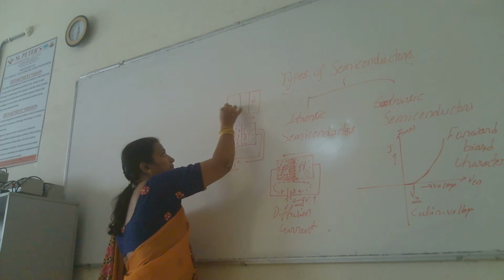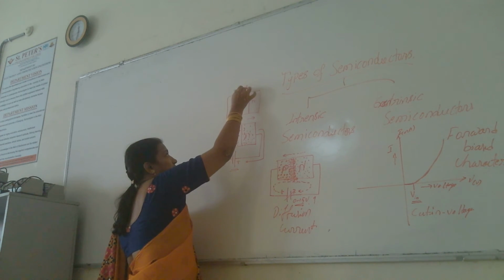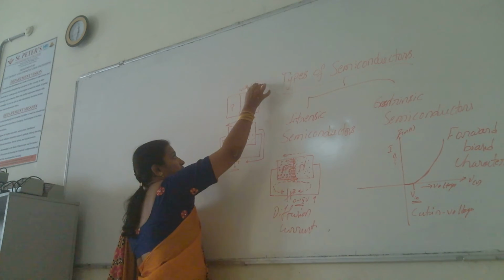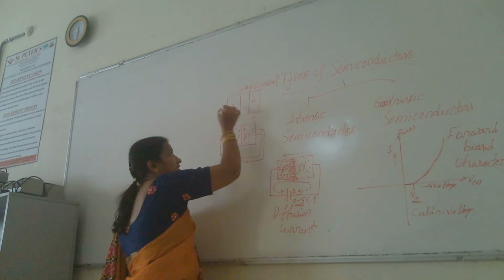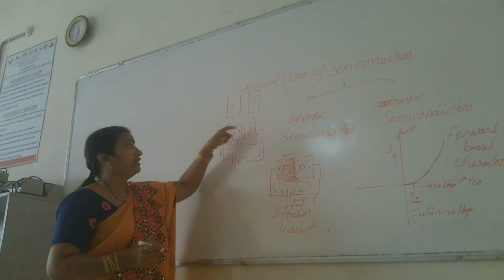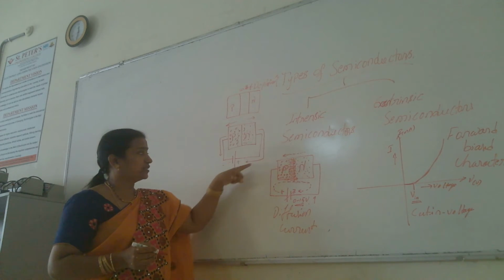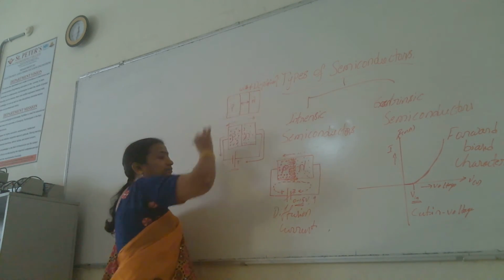This is N type, this is P type. The width of the depletion region increases. It increases because of the attraction of these holes towards the negative polarity and the attraction of these electrons towards the positive polarity, so the depletion region width increases here.